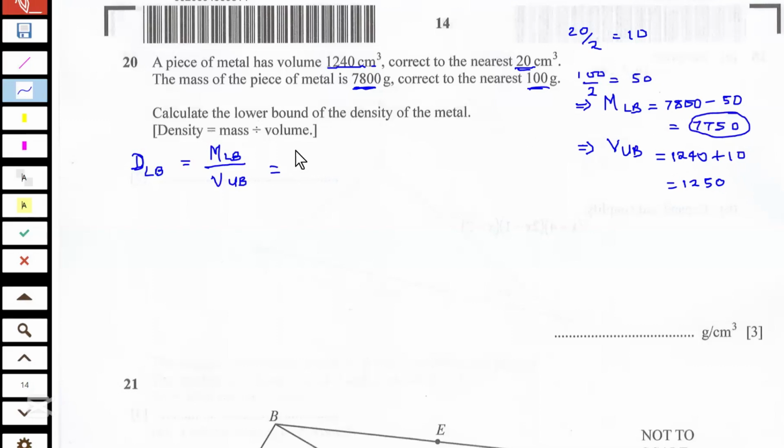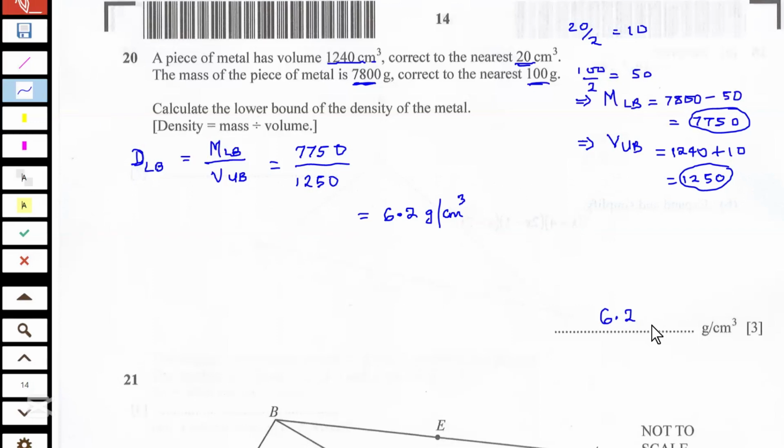So the density here, we're going to take the values of the lower bound of the mass, which is 7,750, over the upper bound of the volume, which is 1,250. Now, if you divide this using a calculator, you're going to get 6.2 gram per centimeter cube. So the final answer here is 6.2 gram per centimeter cube.